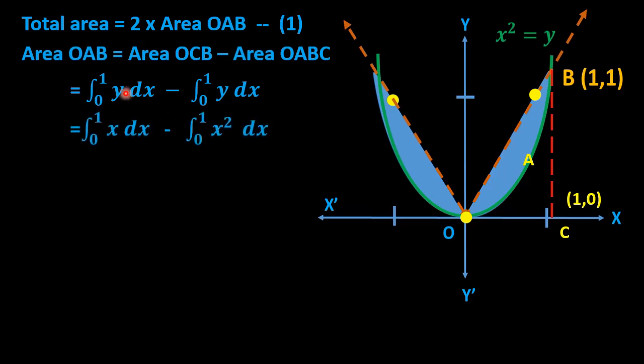So here from the equation of the straight line y equals x, this y will be replaced by x, so it will be simply the integral from 0 to 1 of x dx. But for the second one, we have to take this from the parabola equation. The parabola equation is y equals x square, so this y will be replaced by x square, and then dx. Now you can integrate and find the total area.